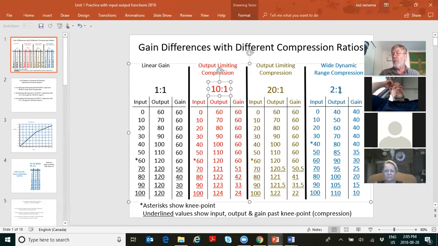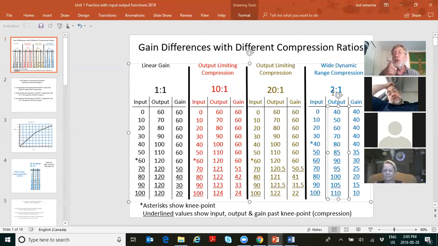And look at the blue column. Only 2 to 1. Watch this. This is cool. The knee point's at 40 here. As my input went to 50, my output also went up, and it went up by 5. So my input went up by 10, my output went up by 5. My input went up by another 10, my output went up by 5. My input went up by another 10, my output went up by another 5. So it's a 10 to 5 ratio. Well, 10 over 5 is equal to 2 over 1. So that's a 2 to 1 compression ratio.